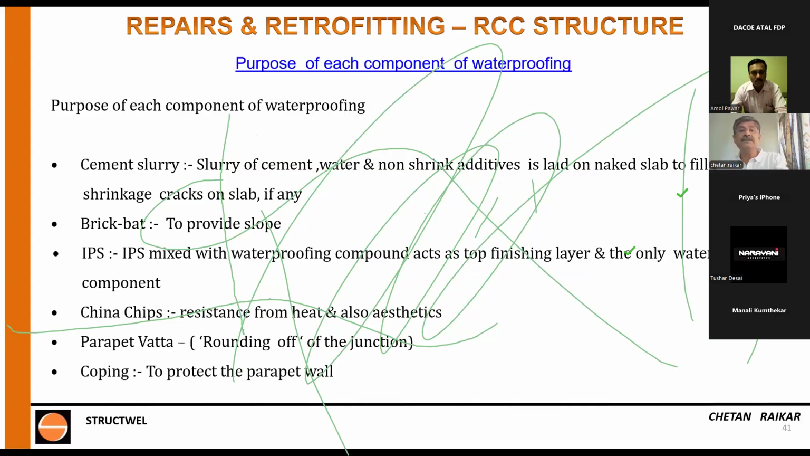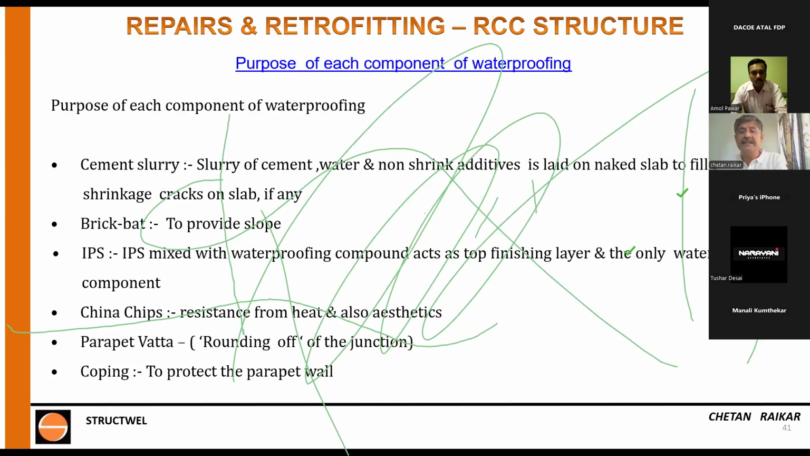So first and foremost thing is do a cement slurry. On the bare slab, after vacuum cleaning and after the cracks are grouted, do a cement slurry, which in Mumbai slang we call rada karaycha, cementचा rada. You make a toothpaste kind of consistency with cement and non-shrink additives and spread it on the entire thing. That will act like a very strong waterproofing layer. Then you start laying the brickbat.